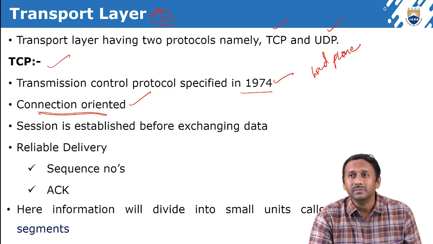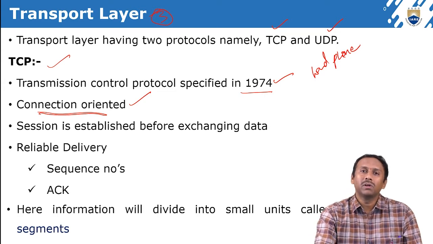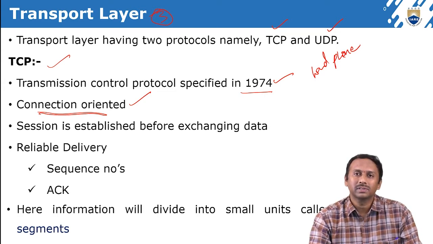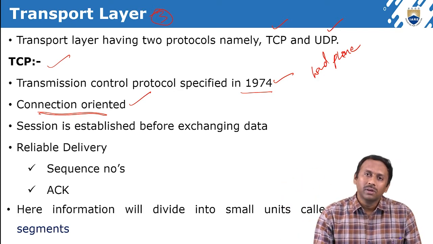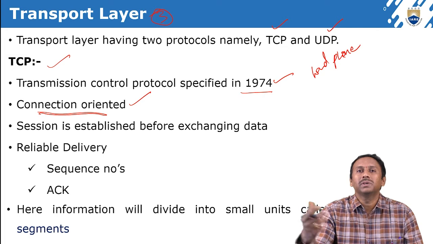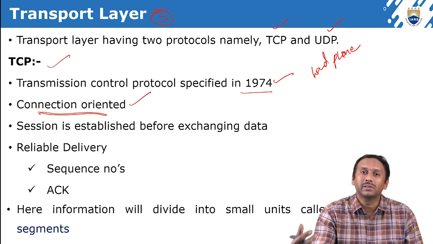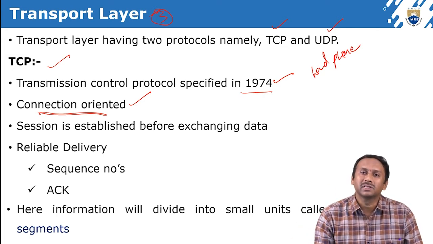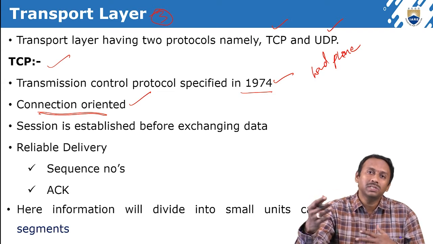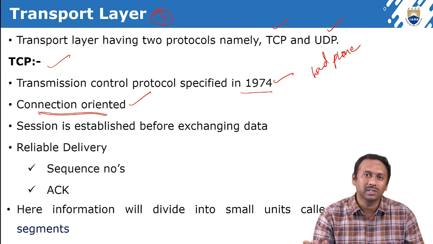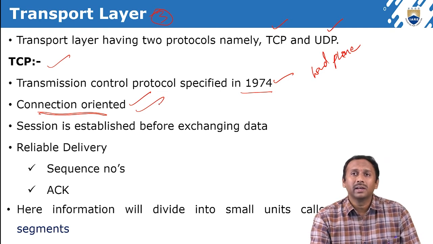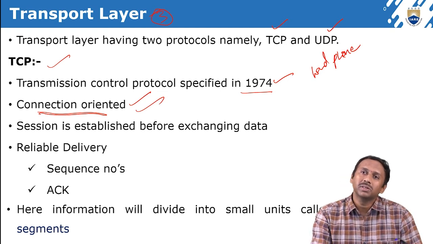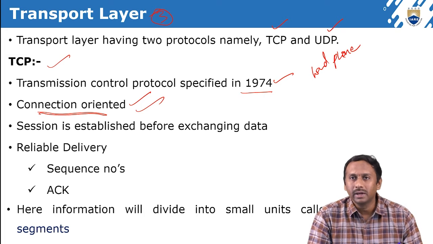The best example we can say is a landline phone, right? If I want to call a landline phone, first of all a connection must be established between the recipient's landline phone and ours, because it's a wired connection. A wired connection must be established before calling, isn't it? So that is the ring here. This is connection oriented, and the session must be established before exchanging the data.